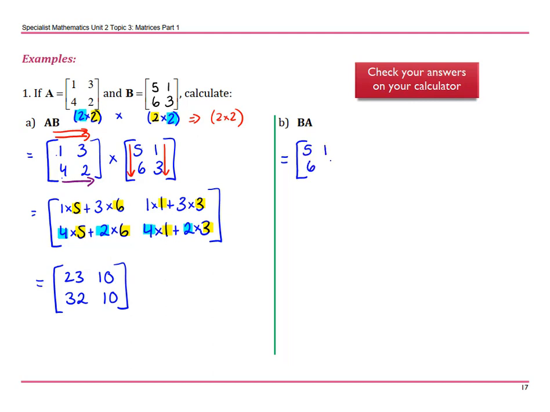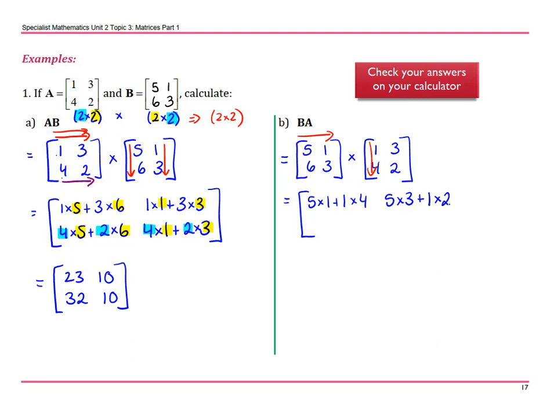So now we're doing B times A. Okay, across the row, down the column. So I got 5 times 1 plus 1 times 4. Then I move across to the next column: 5 times 3 plus 1 times 2. Next, 6 times 1 plus 3 times 4. And 6 times 3 plus 3 times 2.